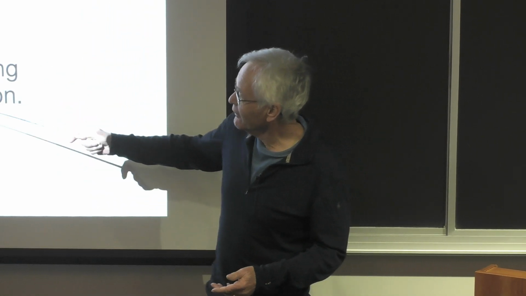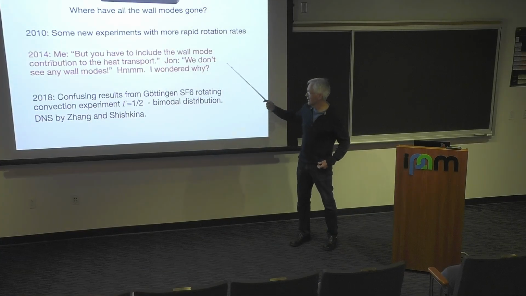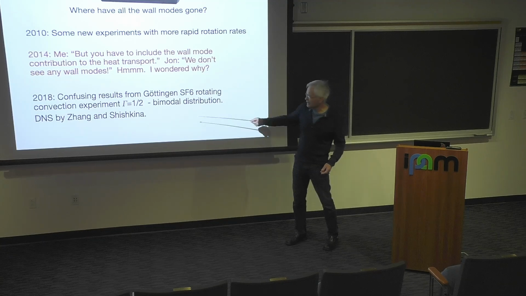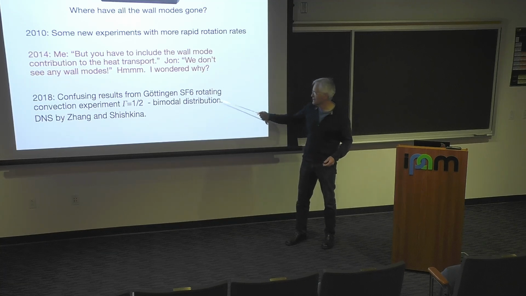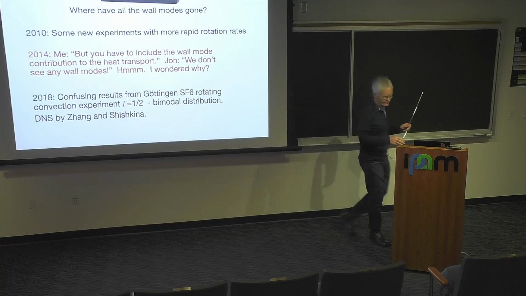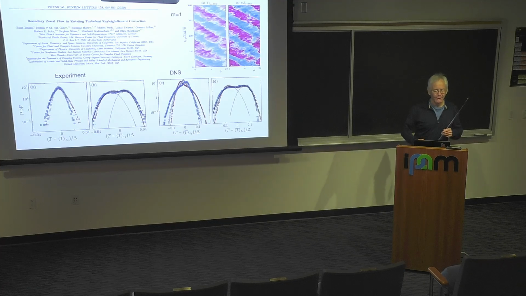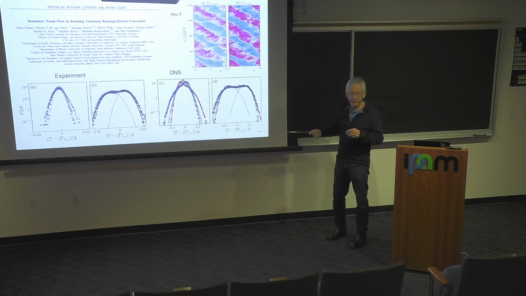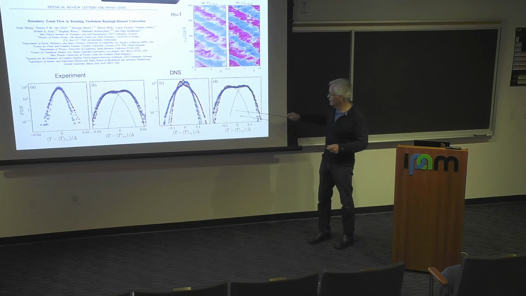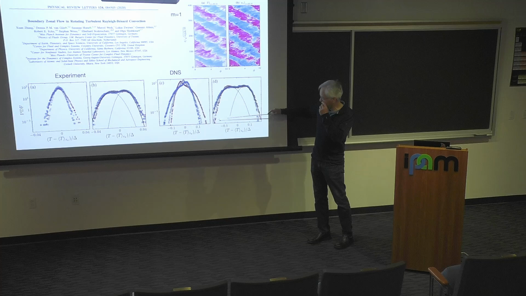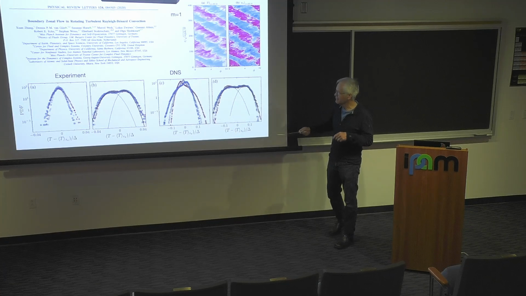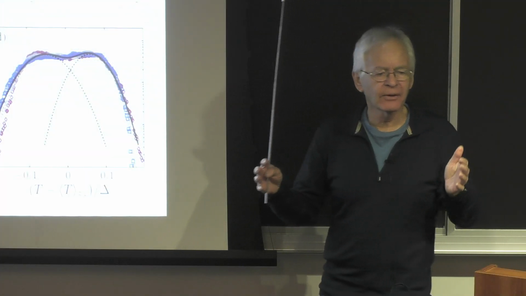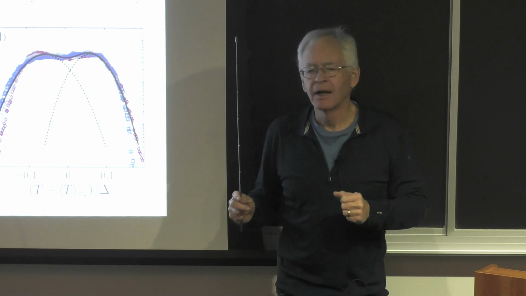And then in 2018, I was in Göttingen, and they had these interesting results, and Olga Shishkina and Zhuan Zhang were starting to do DNS to try to understand this, and wall modes reared their head again. So we looked at this, and as Rudy pointed out earlier, what Dennis Van Gil saw in the experiments, it's a beautiful experiment. It's taller than me. It's in SF6 at very high pressure inside a big tank.